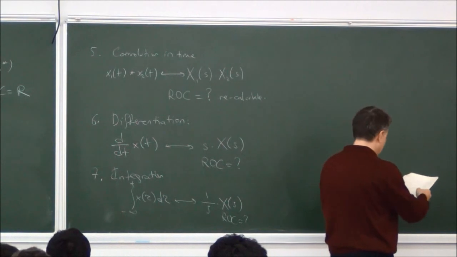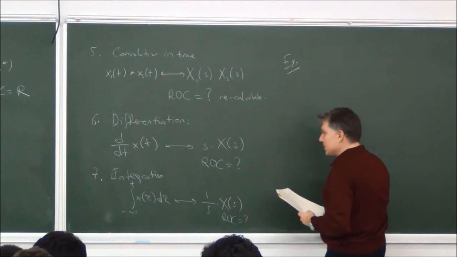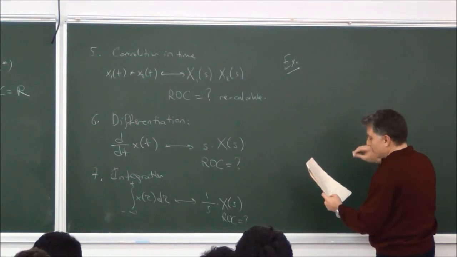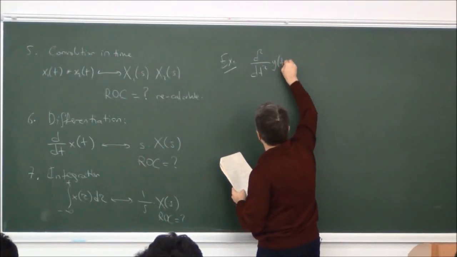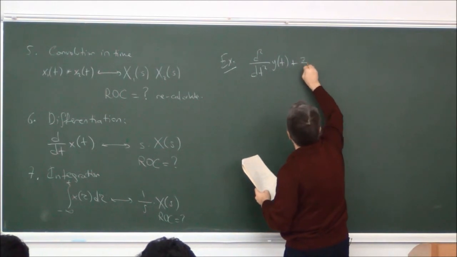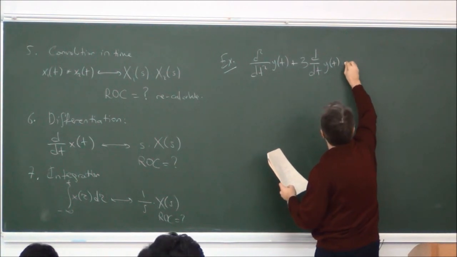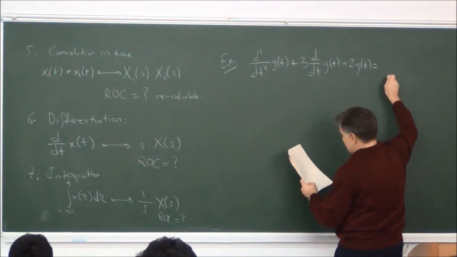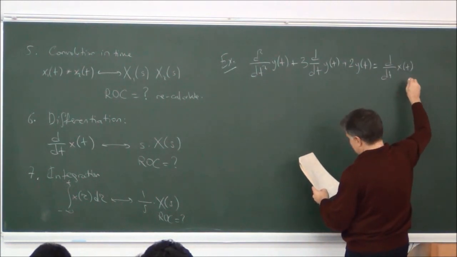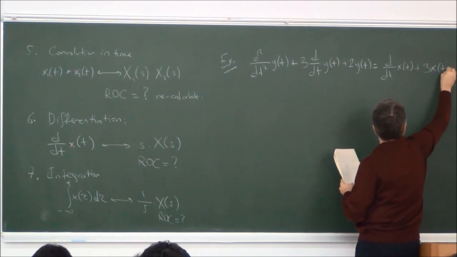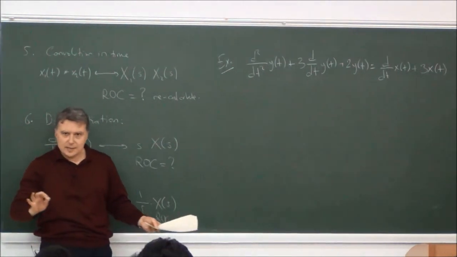For example, I will stop after this example. I'm not going to solve it, I'm just writing it. d square over dt square y of t plus 3 d by dt y of t plus 2 y of t is equal to d by dt x of t plus 3x of t. It's a differential equation, and I'm not giving the initial conditions or anything.